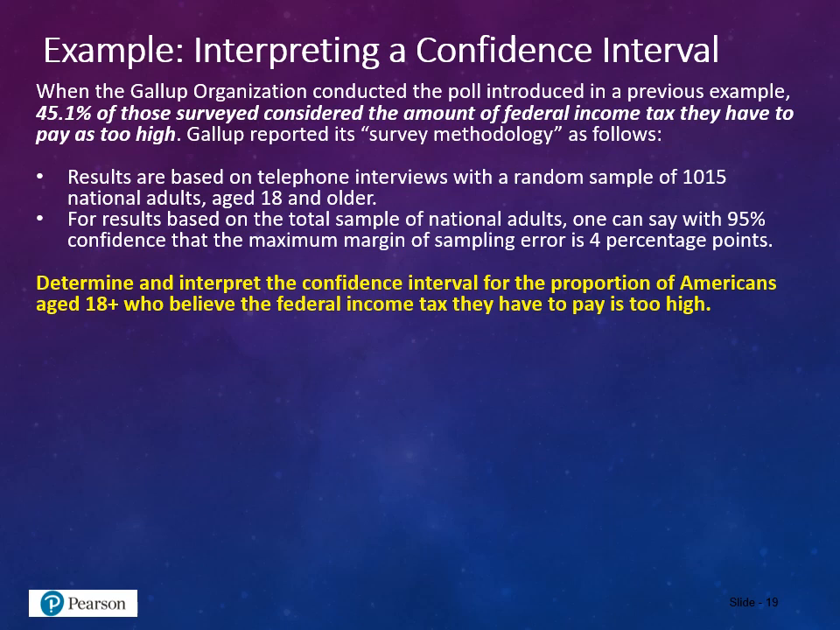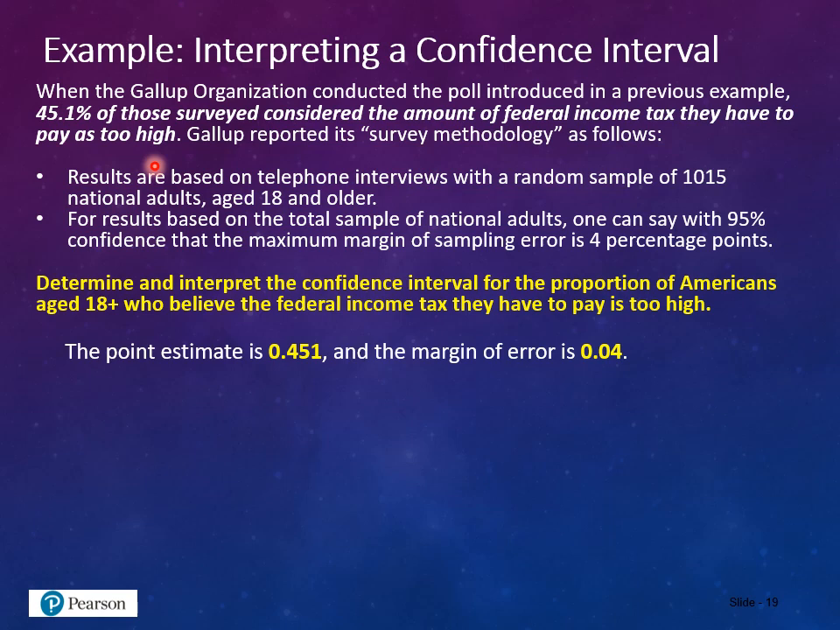So our question is to determine and interpret what this confidence interval means for the proportion of Americans aged 18 and older who believe that the federal income tax they pay is too high. Okay. So the point estimate is the proportion that we had in our sample, the number of respondents who said that their taxes are too high over the total number of respondents.